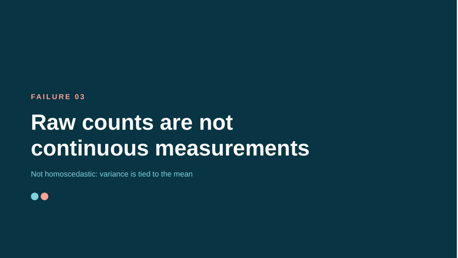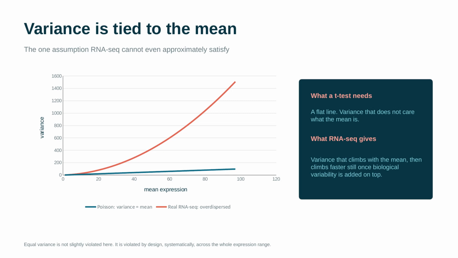Failure 3. Raw counts are not continuous measurements. The t-test assumes your measurement is a continuous quantity with a variance that does not depend on its mean. RNA sequencing gives you neither. What you get is a count, the number of reads assigned to a gene. 0, 1, 2, 17. It is an integer, it is bounded below at 0, and its variance is tied directly to its mean. That last point is the crucial one.